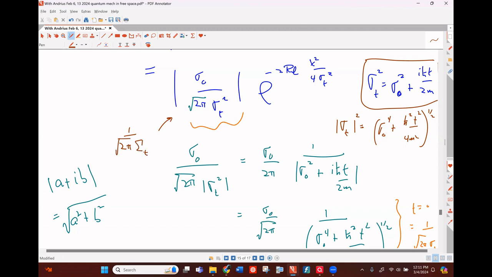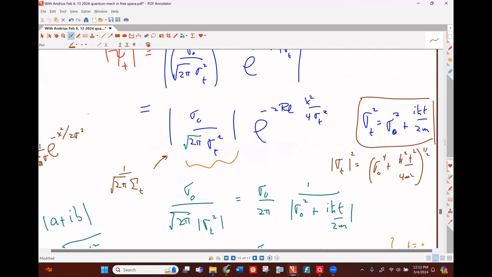The reason we're doing that is because a Gaussian, again, is of the form e to the minus x squared over 2 sigma squared, times 1 over the square root of 2 pi sigma. That's a Gaussian probability distribution with variance sigma. So the big sigma t is playing this role here. Okay, so we got that part worked out. Let's work out this part.